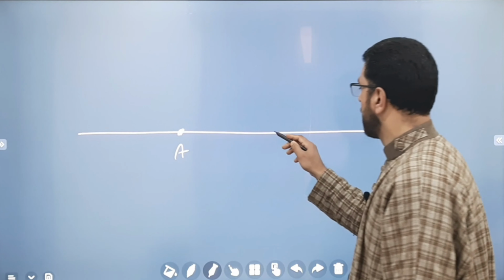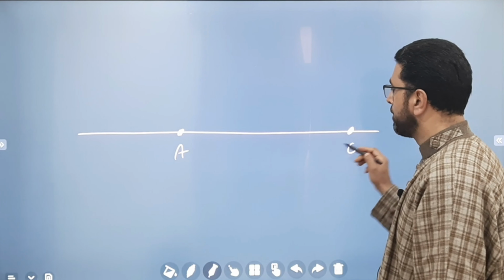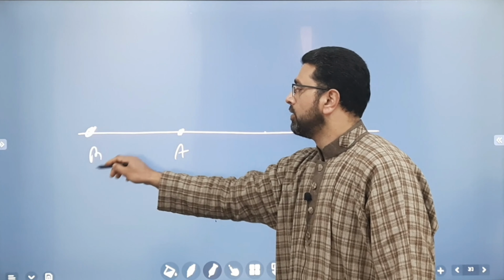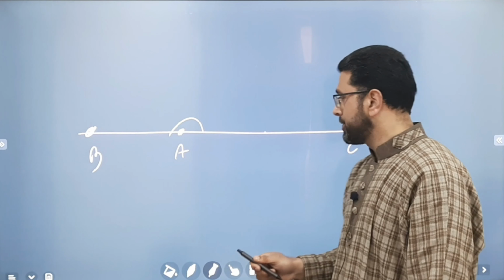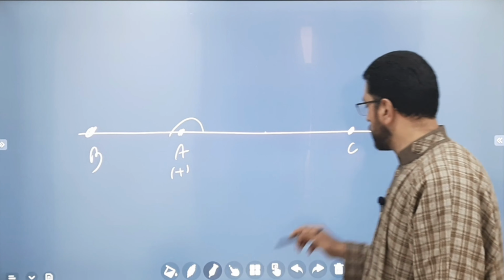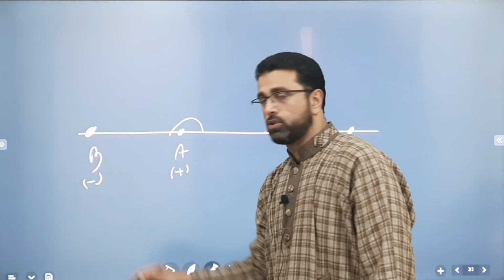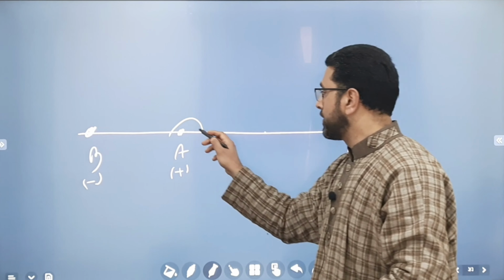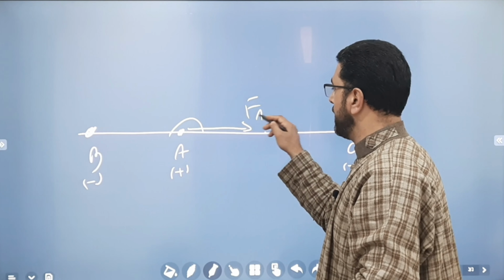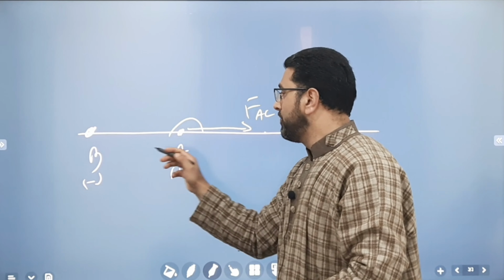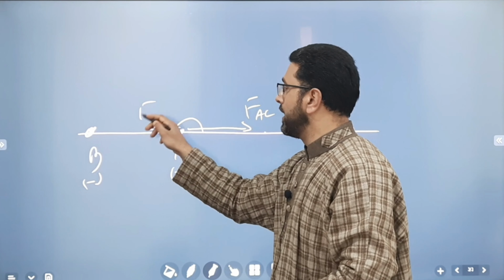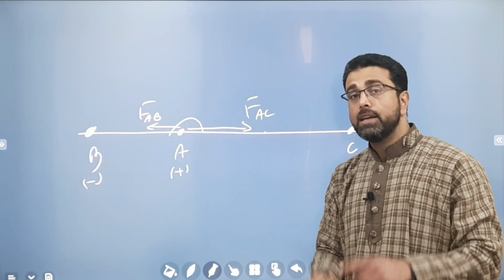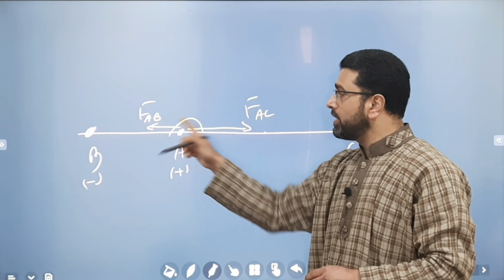A is here. Now, C is here. B, you have shifted from here to here, so that this angle becomes 180 degrees. Now remember, A we have taken positive, C is negative, and B is also negative. B and C are like. C will attract it. So force is going to be this way, FAC. B will also attract it. So force on A from B will be this way. Now you can see the two forces are in opposite direction. Same magnitude, but now they are in opposite directions.